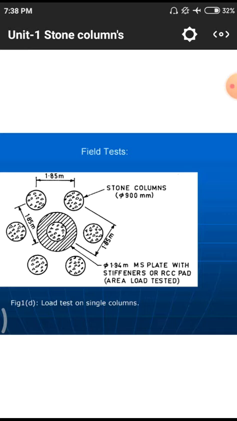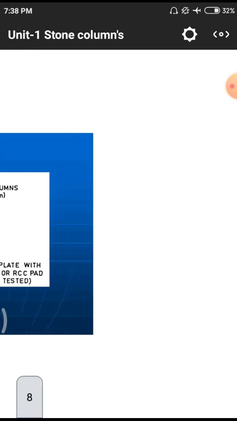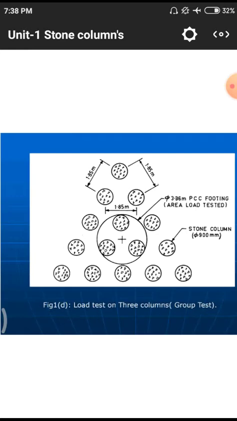We need to do a load test on single columns. This is another kind of arrangement of stone columns. Here also we have the same distance of 1.85 meters from column to column, and the arrangement is a triangular array. In the triangular array there are 5 columns on the first side, so in total we have 5 plus 4 plus 3 plus 2 plus 1, which is 15 columns.